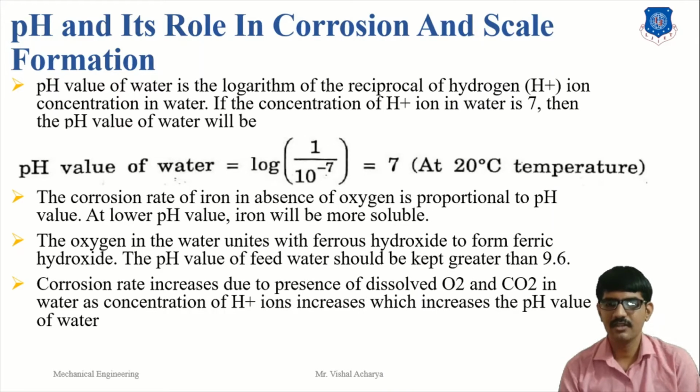The corrosion rate increases due to the presence of dissolved oxygen and carbon dioxide in water, as the concentration of hydrogen ions increases with the pH value of water. So this is the main role of pH in corrosion and scale formation.